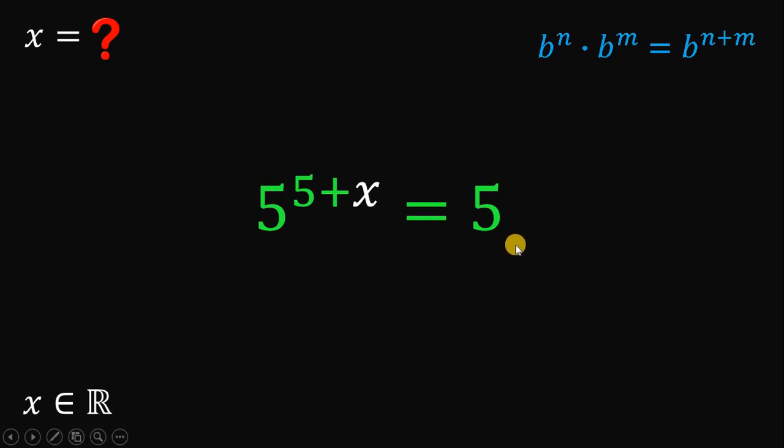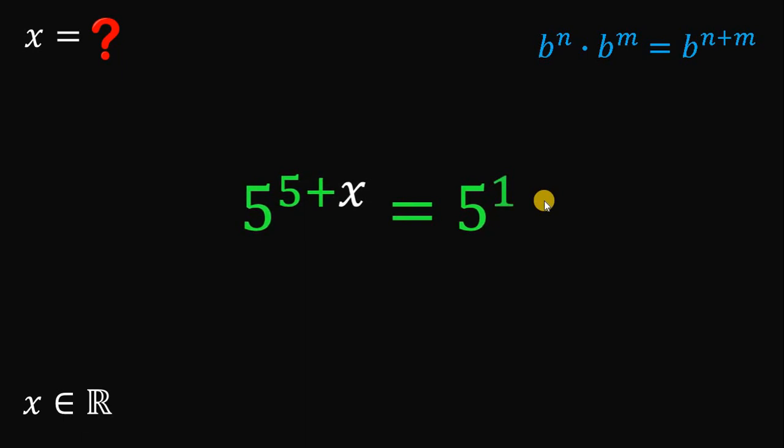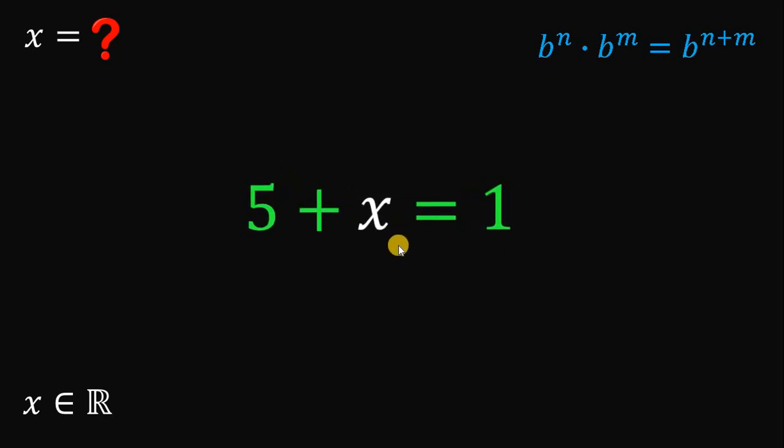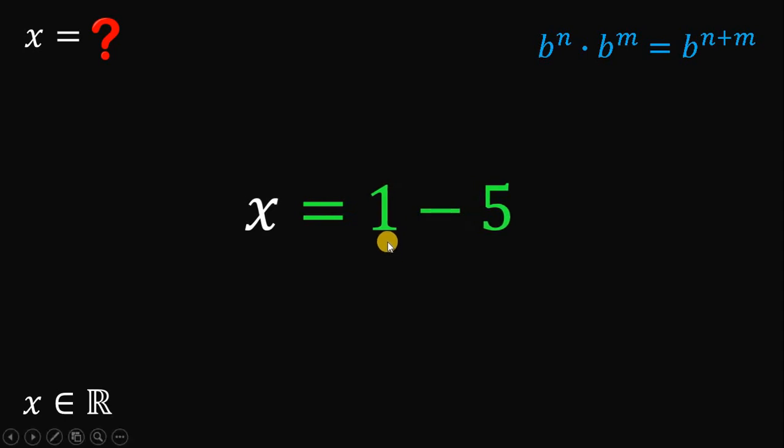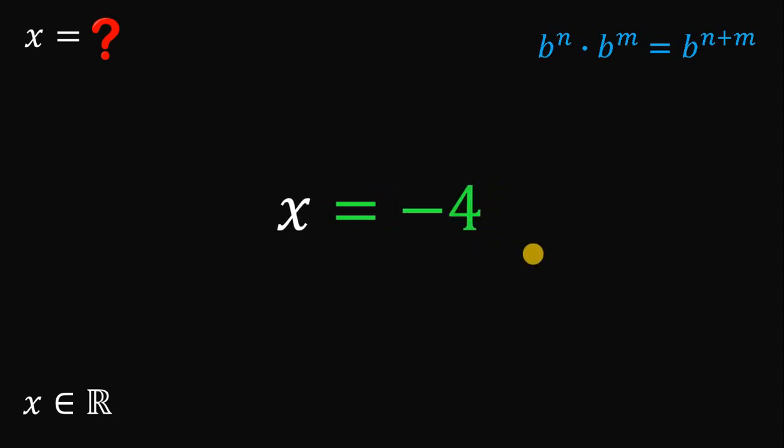Now, take note that this 5 on the right-hand side can be written as 5 raised to the power of 1. Now, since we have the same base, it follows that their exponent must be equal. Therefore, we can say that 5 plus x equals 1. Now, if we solve for x, let's subtract 5 on both sides, and this will give us the value of x must be equal to 1 minus 5, or simply negative 4.